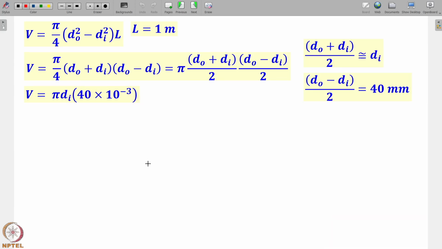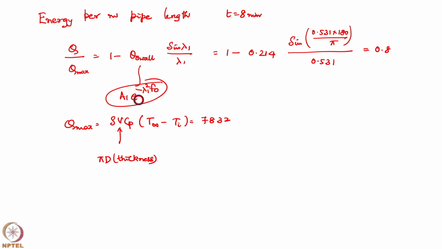If I substitute that here, pi d into thickness, that is 7832 into pi into di, where di is 0.04 and length is 1 meter, and thickness is 0.04, into minus 20 minus 60. So I get Q equal to minus 2.73 into 10 to the power of 7 joule per meter.